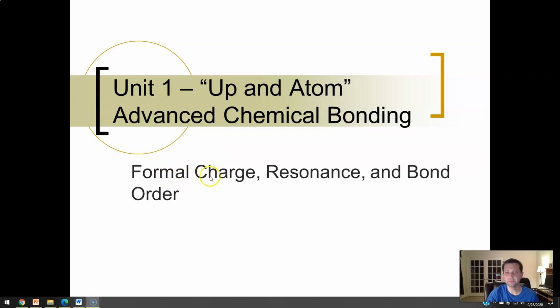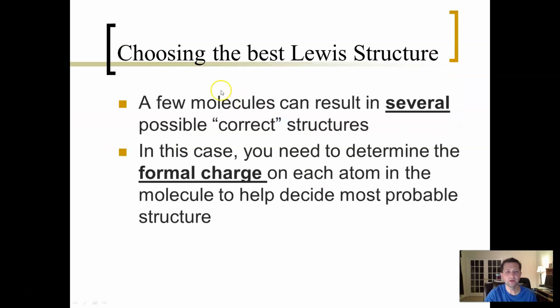We're going to see sometimes there's more than one possible correct structure, but one of them is more preferred. One of them is a preferred structure compared to some of the other ones. We'll figure out which one is that. We'll take a look at something called resonance, which is also something to do with your Lewis dot structures and maybe if it has double or triple bonds, and something called bond order. All right, so let's take a look at what these are.